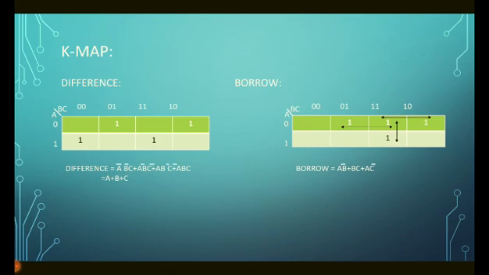And using the truth table, I have given the K-map. So difference and borrow. So I have taken only the output value as 1 and I have given the K-map. So I have grouped the even number of ones in borrow and I have given the equations of difference and borrow.